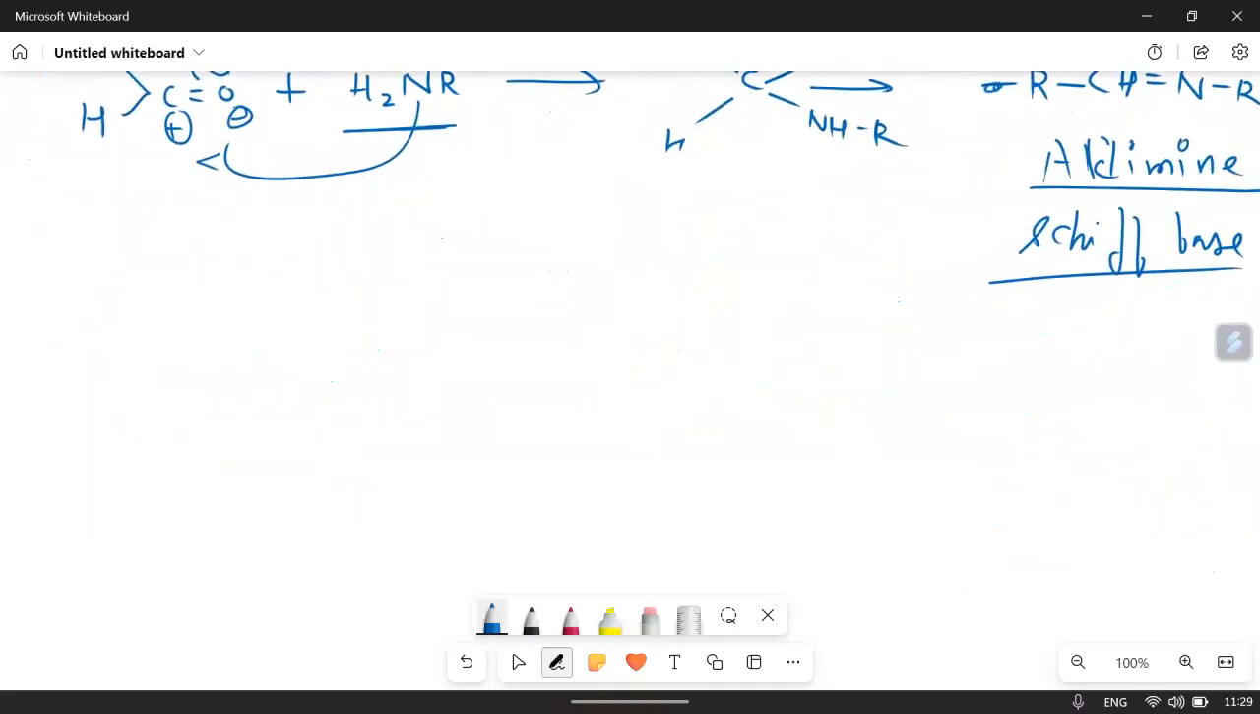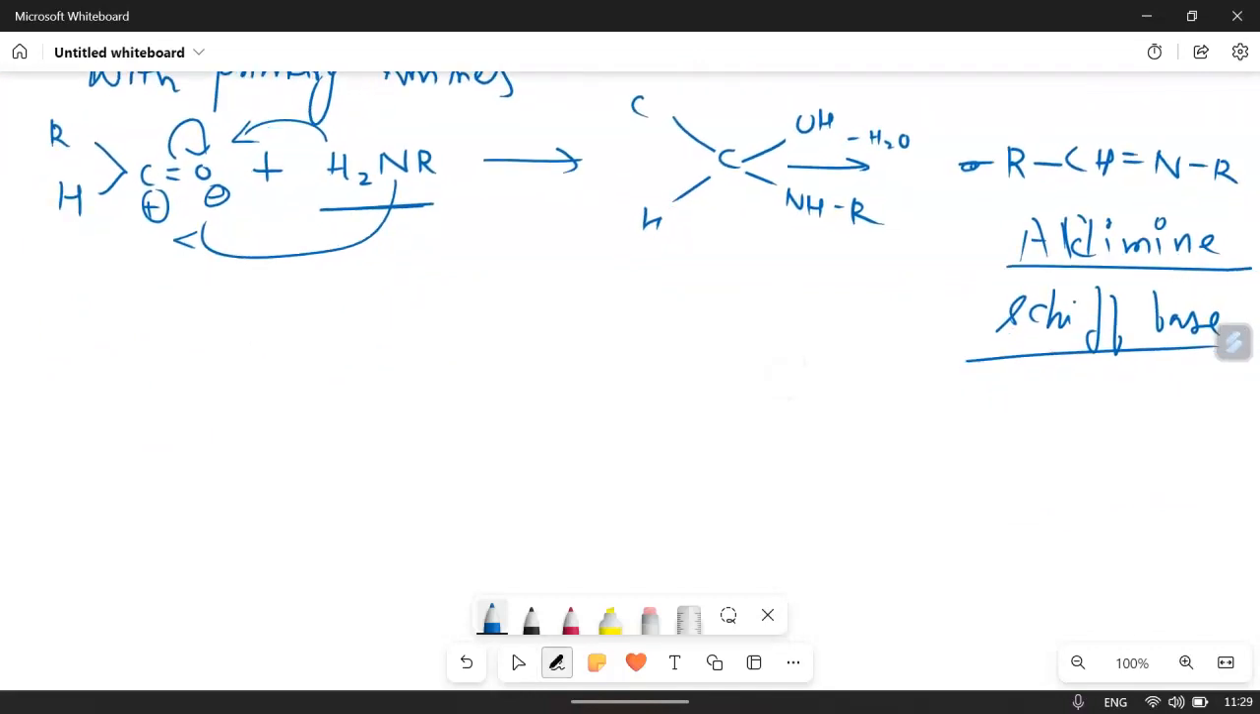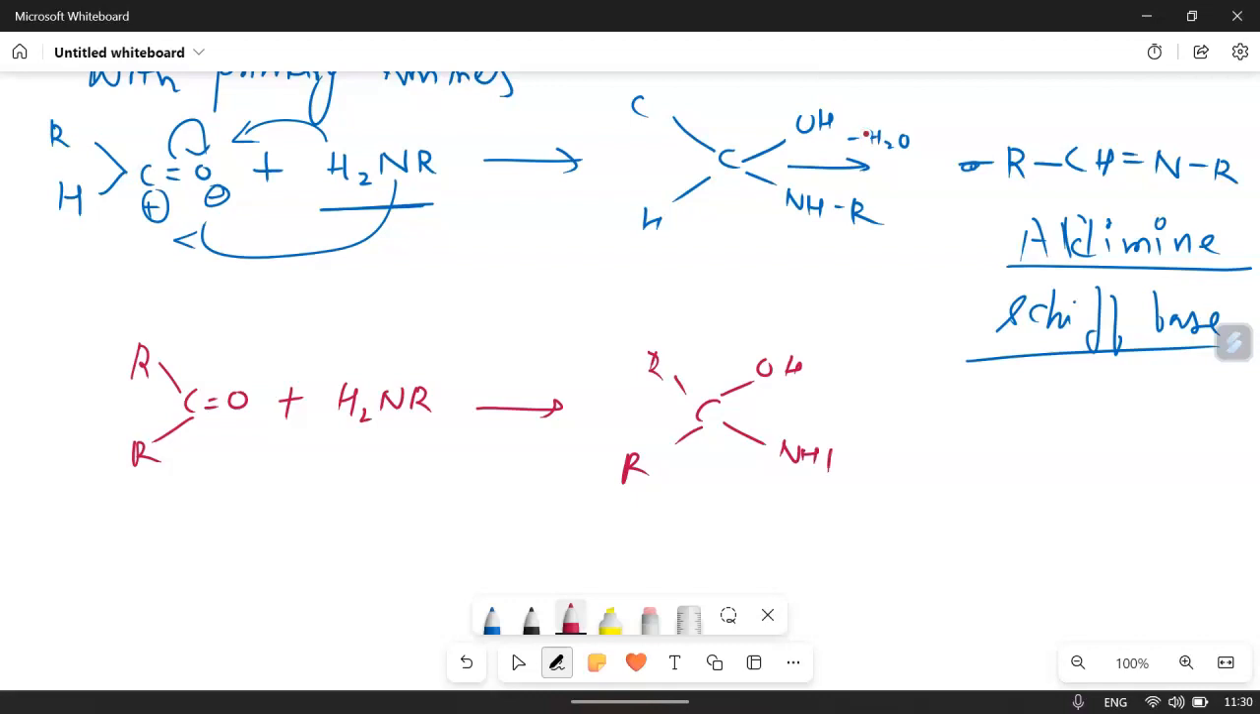You can write down the example, but before that you have to go with the ketone also. So if there is a ketone, this is your ketone with H2N and R. That will give R, C, OH, R. यहाँ पे आ जाएगा NHR. After minus H2O, it will give R, C double bond NR. Okay.